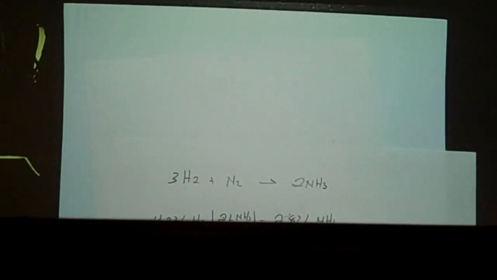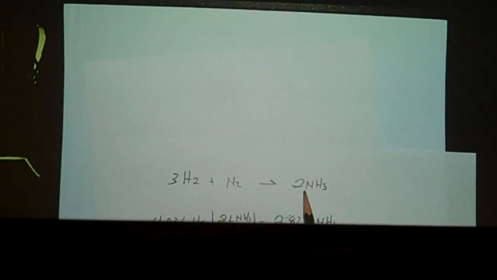So that relationship I can use simply. If I have 4.23 liters of hydrogen, I can see from here that 3 liters of hydrogen would make 2 liters of NH3. That's a true statement. No matter what the temperature, you can adjust it as long as you keep it the same. So therefore, you get 2.82 liters of NH3.